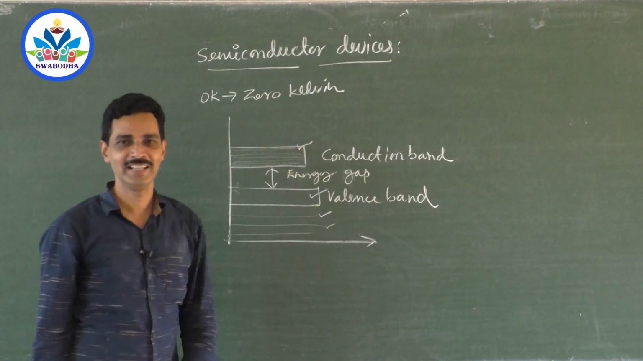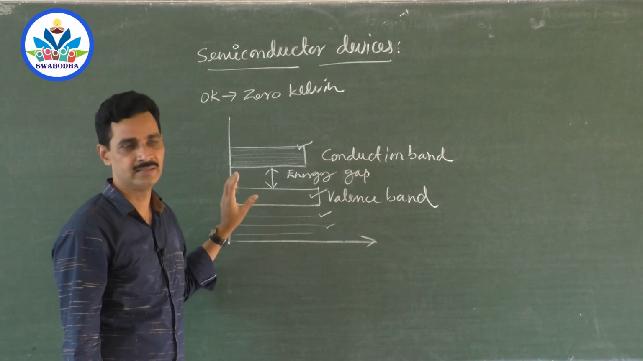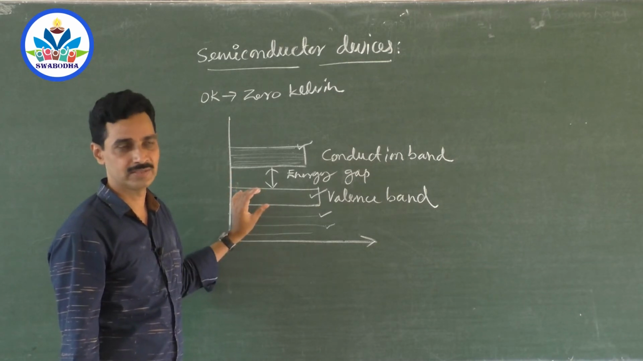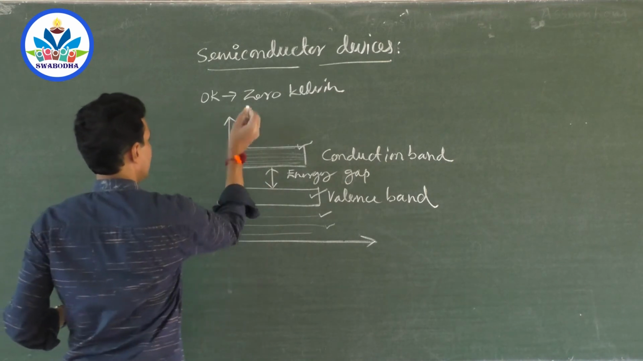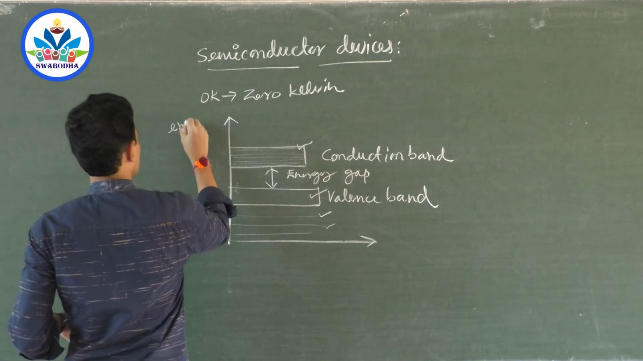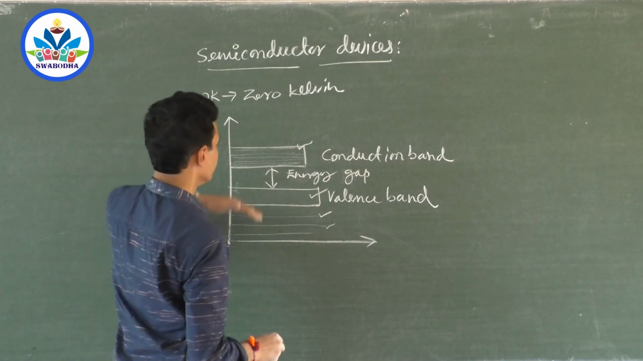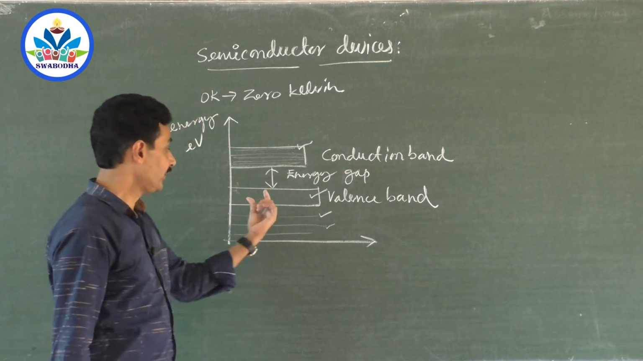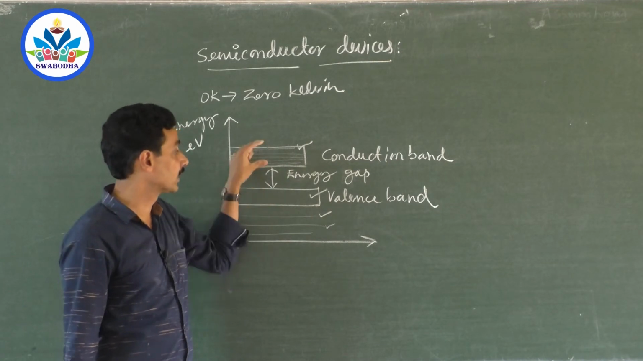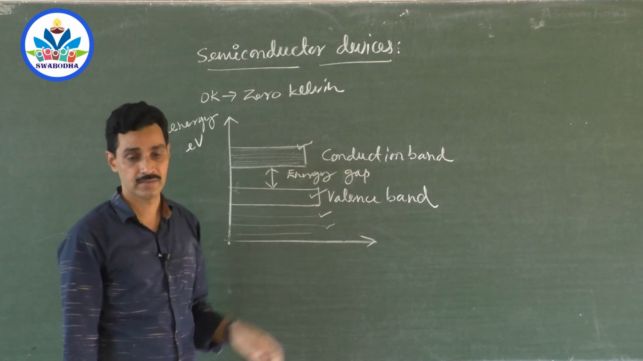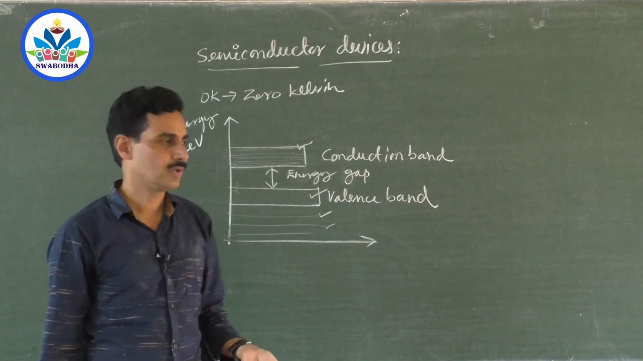At 0 Kelvin, energy levels in the valence band are filled, at least some energy levels. That means you can find some electrons which have this energy. I will call this energy in electron volt, and the x-axis has nothing. You can find electrons with this much energy, but at 0 Kelvin there are no electrons with this much energy. Why, sir? Because there is no external heat energy, so all the electrons are here.